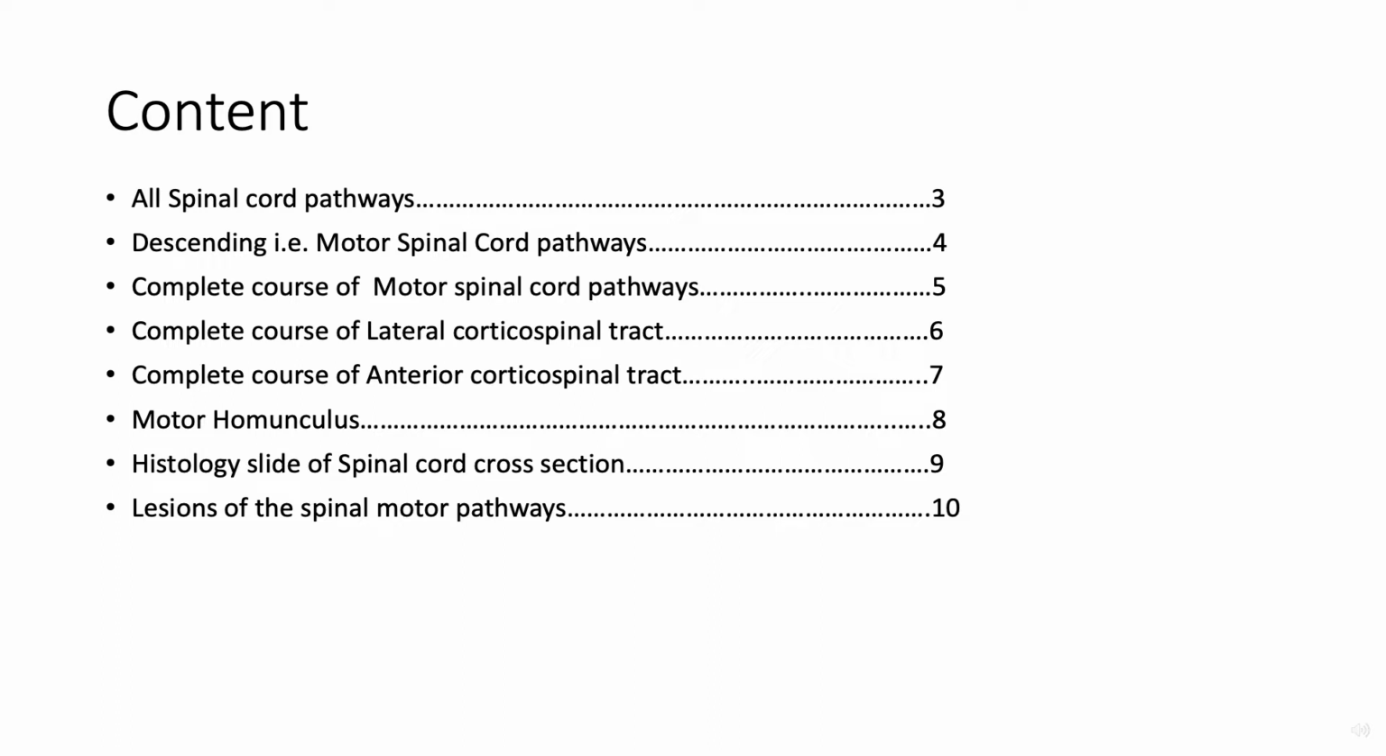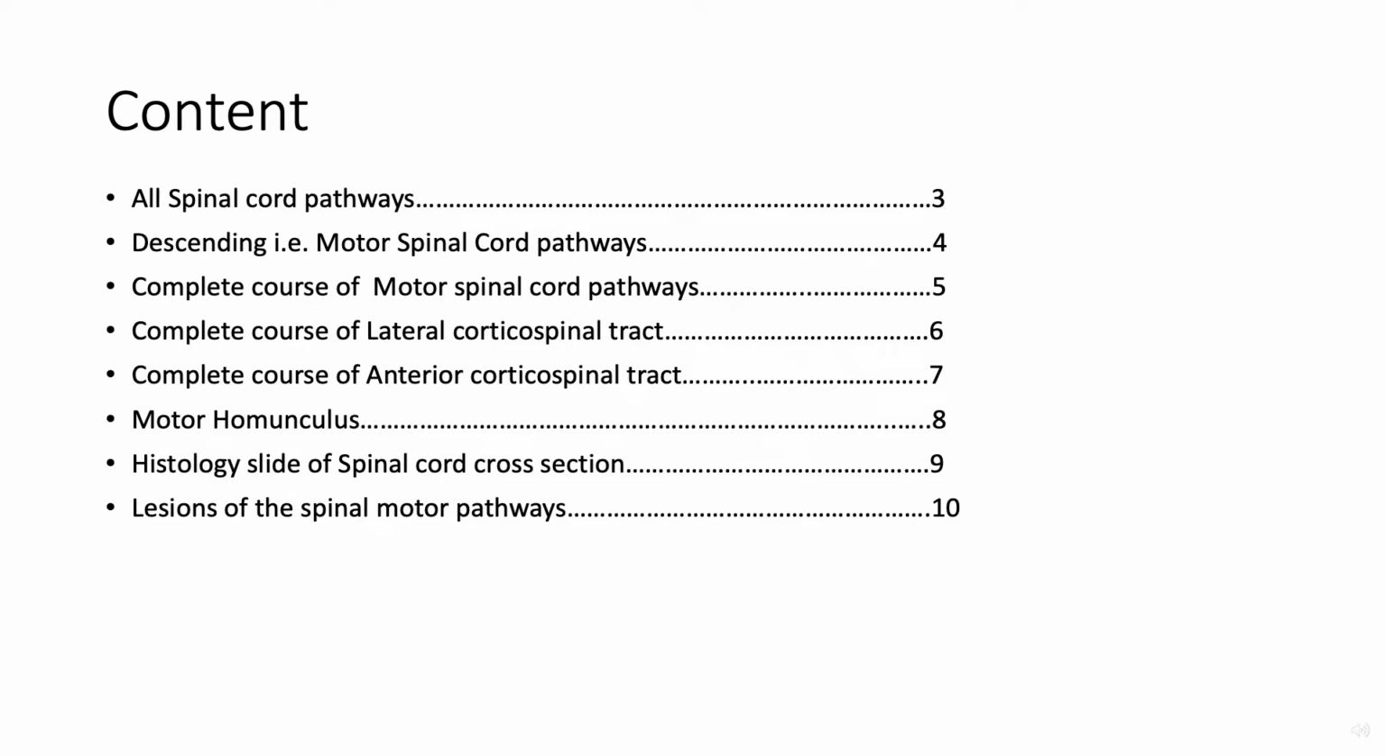Then we will go on and talk about the complete course of the motor spinal cord pathways, because it's very important for you to understand that even though the topic of the presentation is motor spinal cord pathways, clearly the neurons that constitute this specific spinal cord pathway, they are starting their course somewhere else outside the spinal cord, and they're finishing their course somewhere else again outside of the spinal cord. So we want to look at their complete course.